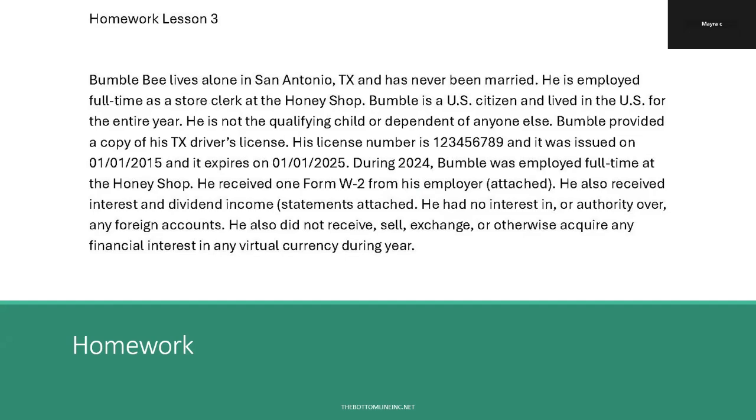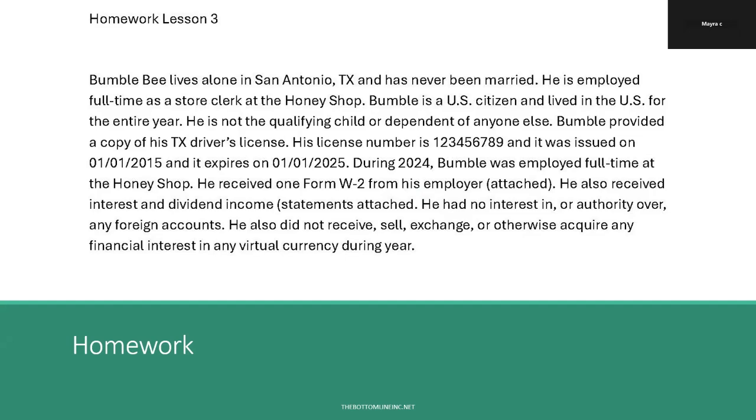He's employed full time as a store clerk at the Honey Shop. He's a U.S. citizen, lived in the U.S. the entire year. He's not the qualifying child or dependent of anyone else. He provides you with, because everybody has to provide you with a copy, a photo ID, driver's license, passport, some kind of photo ID. It cannot be expired. So if it's expired, we have to say, hey, get another ID.